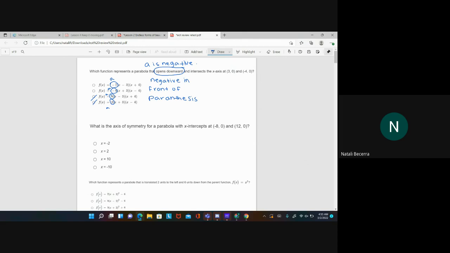Now we know that if they intersect the x-axis, that means that these are your x-intercepts. So you're going to have factored form. And anytime you put it in factored form, you have to do the opposite of what it is. So if the x-intercept here is positive 3 comma 0, the opposite of that is going to be x minus 3. And then for -4 it is going to be x plus 4. Now you just look at which one, make sure you write down the opposite of these. Okay.